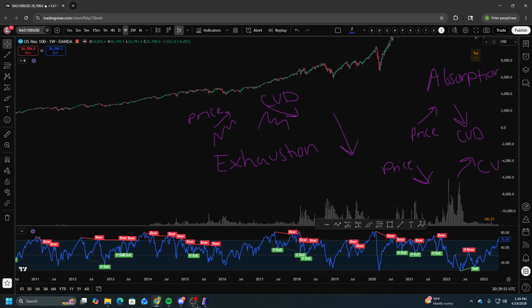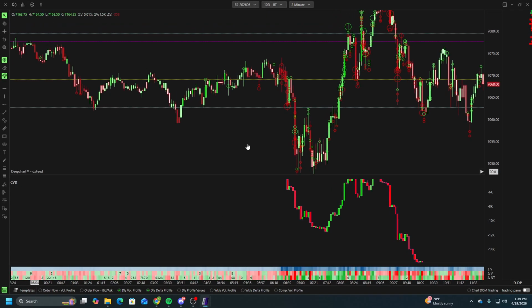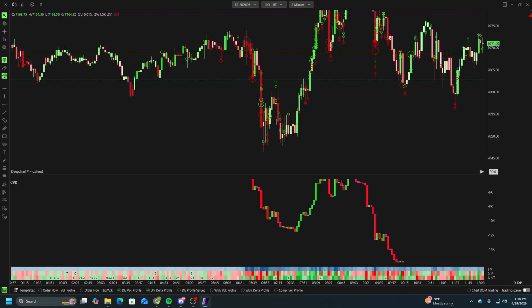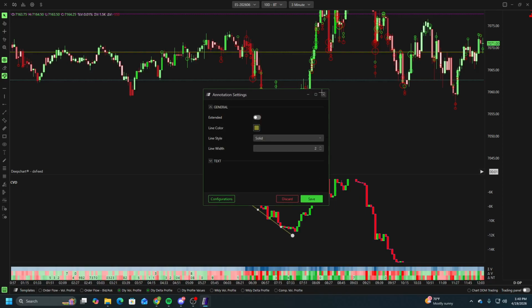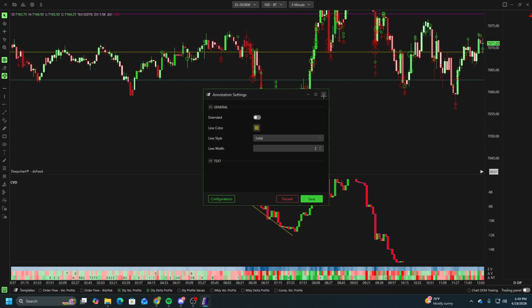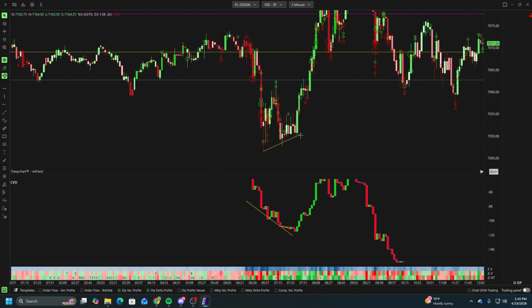Let's pull up some order flow here. So we have a low. We're at a low right here. We have CVD making lower lows, okay? CVD is making lower lows. What's happening on the price? The price is making higher highs. So we're at a low here.